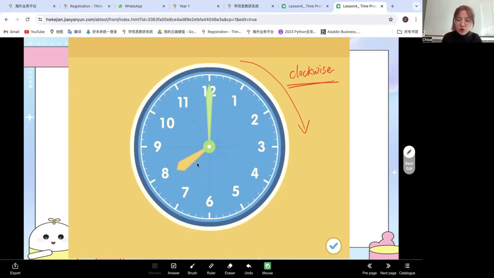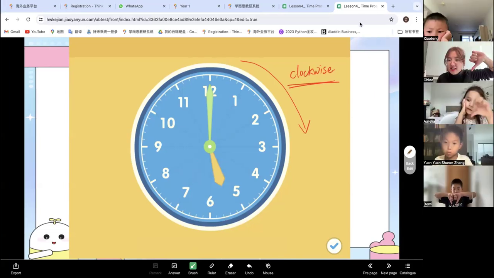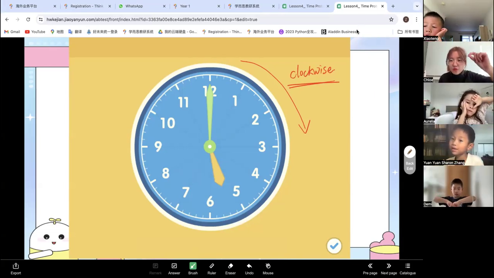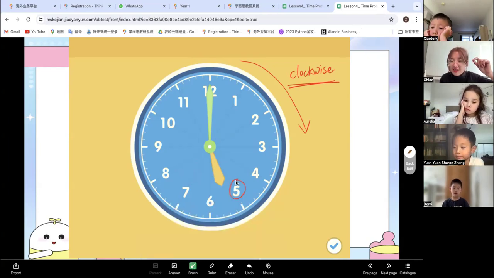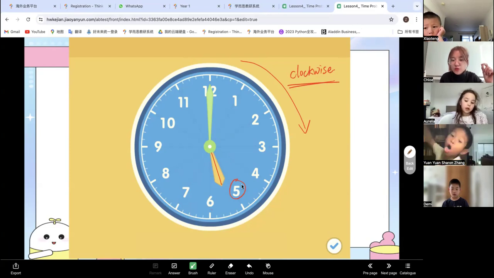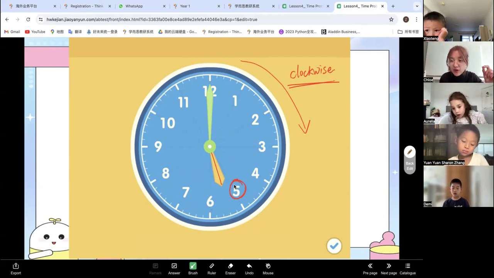Now, everyone, I have a question. If the hour hand travels here, it's between 5 and 6. So do we have 6 hours? Yes or no? Yes or no? No, we haven't arrived at 6. So there are only 5 hours. Okay? So it means when the hour hand is pointing between two numbers, then we will choose the smaller number as the hour because we haven't arrived at 6. Can you follow me? Make sense?